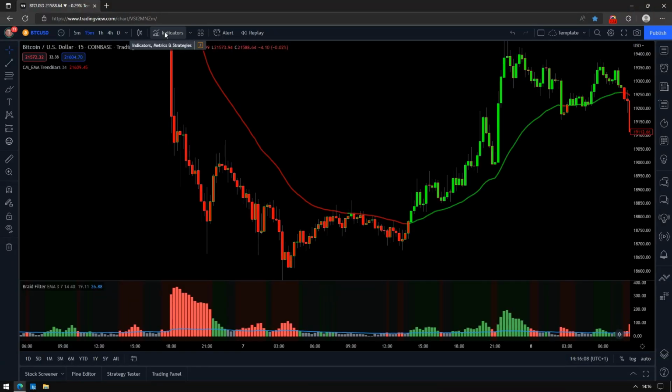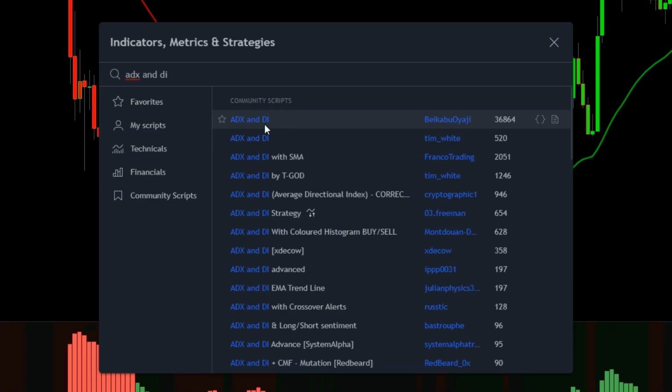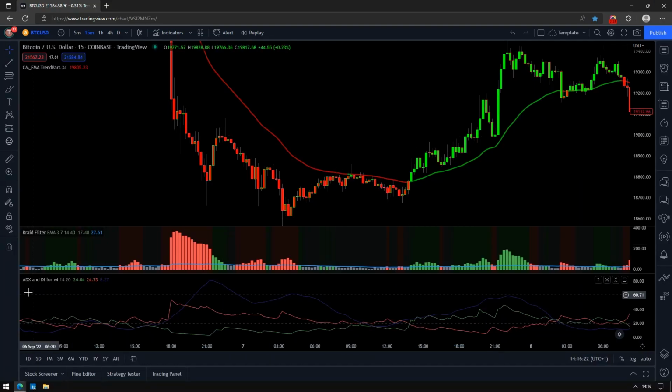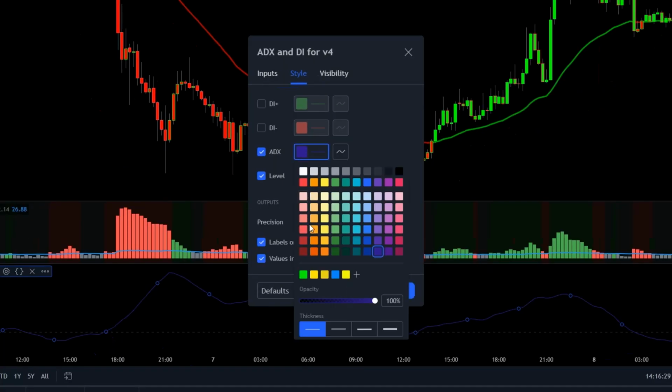The third indicator we'll be adding is the ADX and DI. And it's this first one here. Now the only settings we're going to change is on the ADX, and we're going to remove the DI plus and the DI minus. We can make the ADX a lighter colour and make it a bit thicker.